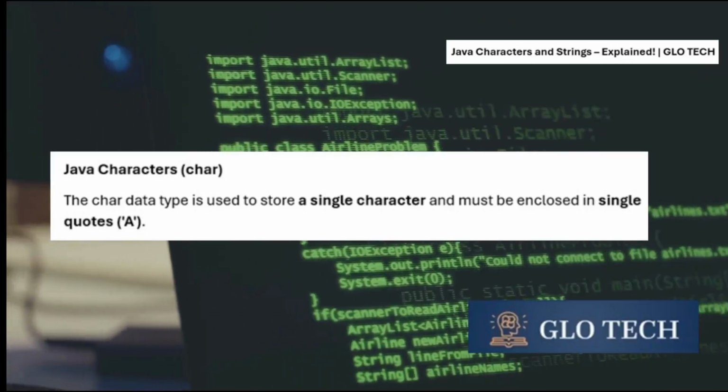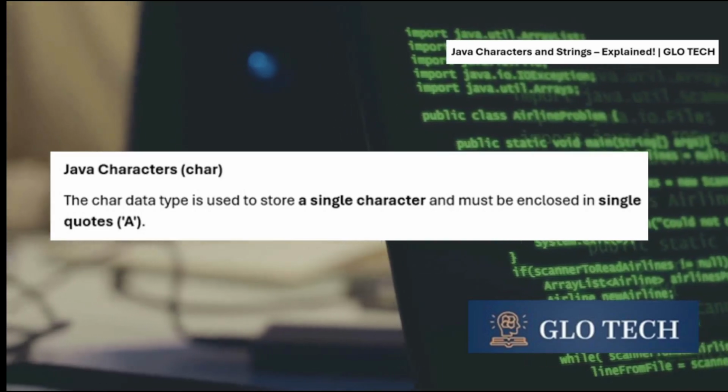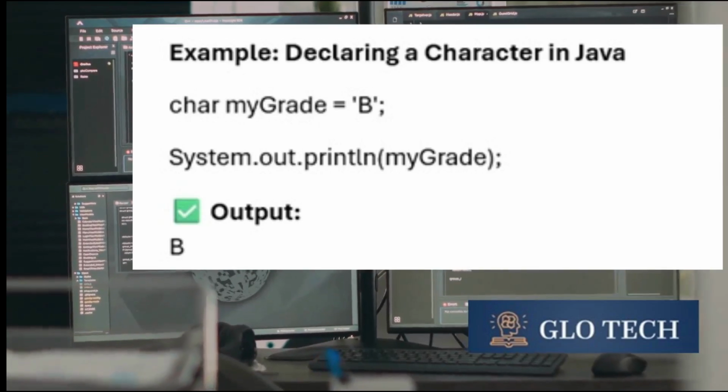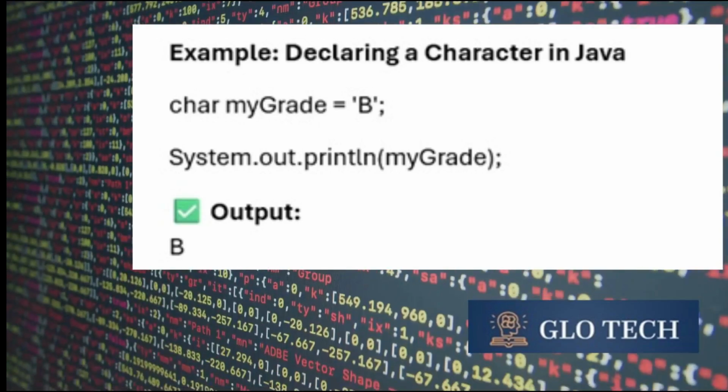The char data type stores a single character and has to be enclosed in single quotes. Let's see an example. Java char myGrade = 'B', System.out.println(myGrade). And the output, it's just B.